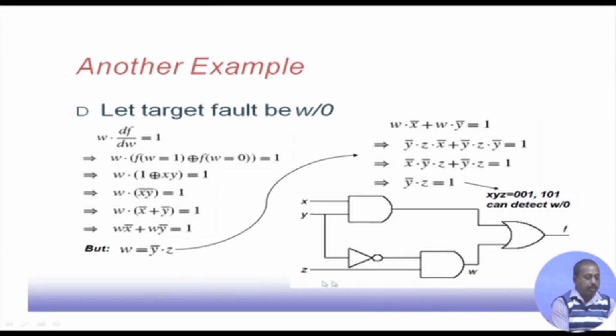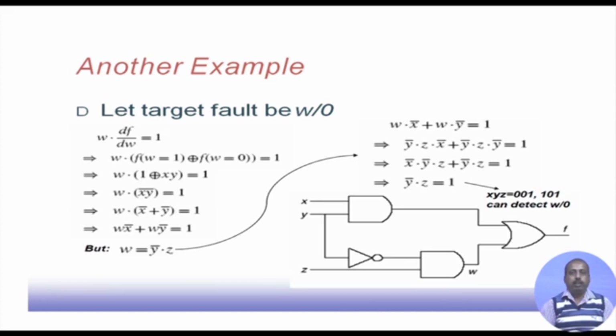Now, w is given by y bar z. So, if you substitute it here, y bar z x bar plus y bar z y bar equal to 1. So, x bar y bar z and y bar z should be equal to 1. If you just further simplify it, we get y bar z equal to 1. So, x becomes a do not care. The test generation process need not assign any value to x. So, the value can be 0 or 1, but y should be 0 and z should be 1. So, these are the two test patterns to be applied for checking w stuck at 0.